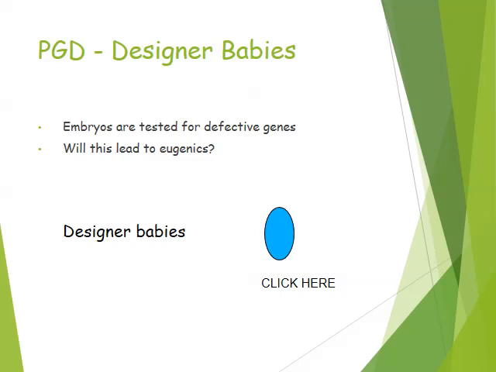Our embryos now can be tested for obesity genes, for other non-life-threatening diseases, for height, eye color, hair color. Will this lead to eugenics, the science of improving the population by controlled breeding to increase the occurrence of what is considered to be desired traits?